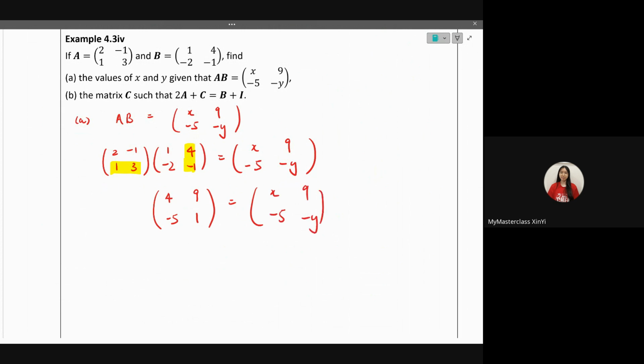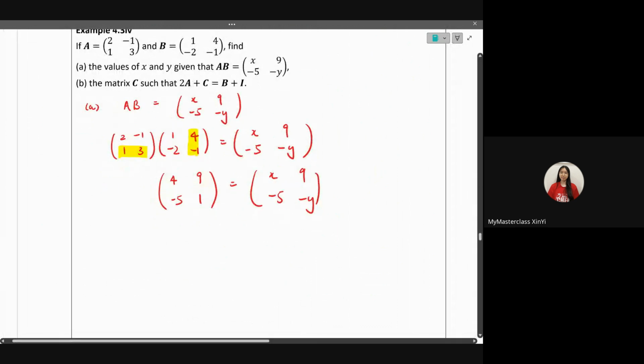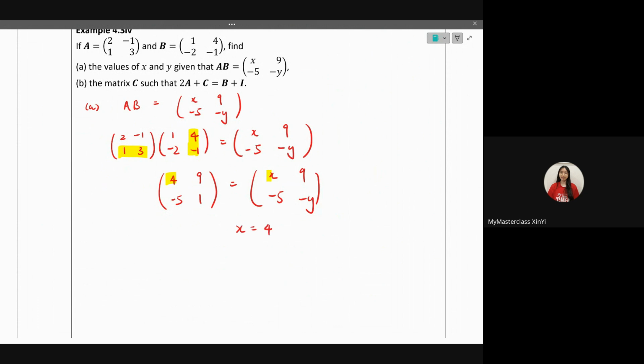Now a matrix equals another matrix, so compare directly. Here you have it already. X equals 4. And where's your unknown Y? This part over here. So you have 1 equals negative Y, therefore Y should be equal to negative 1. So that's for part A.